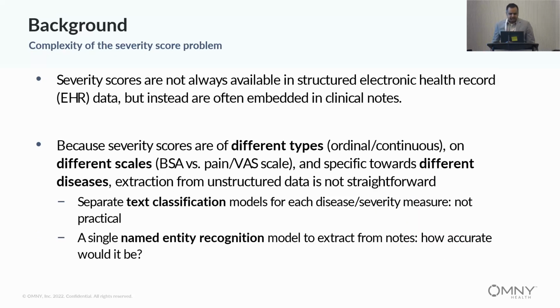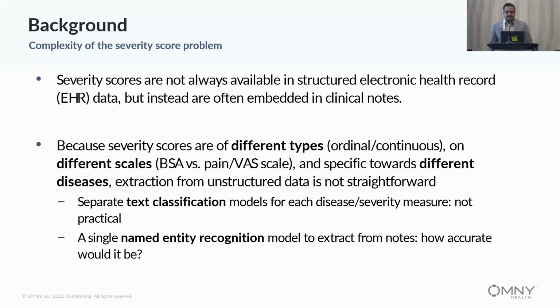The problem is severity scores are not always available in structured electronic health record data, but they are often in the notes. However, extracting severity scores from notes is not a straightforward problem because, as I said before, severity scores are of different types. They're named differently. They're on different scales, and they're specific towards different diseases. So how do we extract all these different scores using a single pipeline?